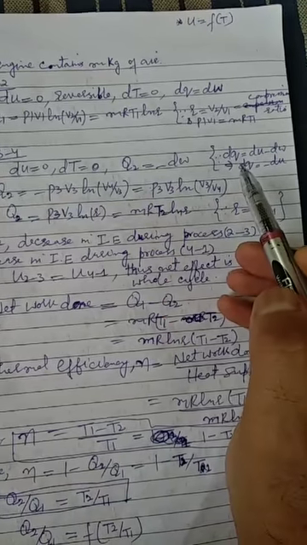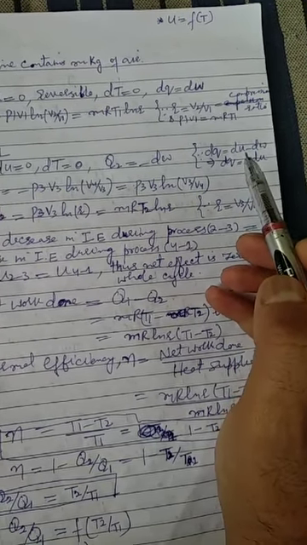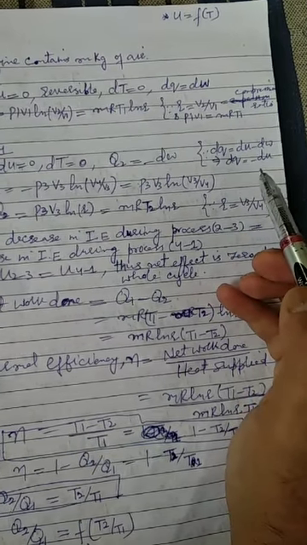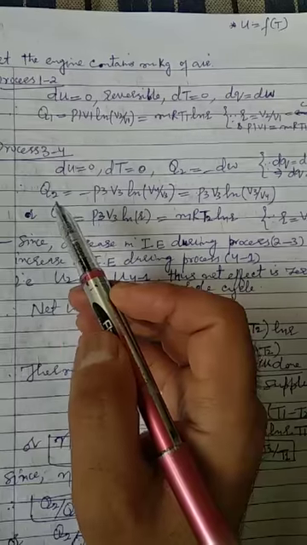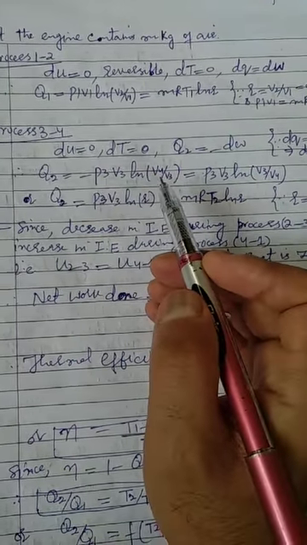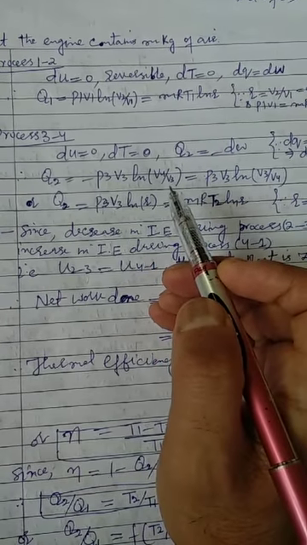So when we put this value in the first law of thermodynamics, that is dq is equal to du minus dw, I have put a negative sign here because it is compression work. So then dq is equal to minus dw. So here you will get Q2 is equal to minus P3V3 ln V4 by V3. V4 is the final volume, and V3 is the initial volume.